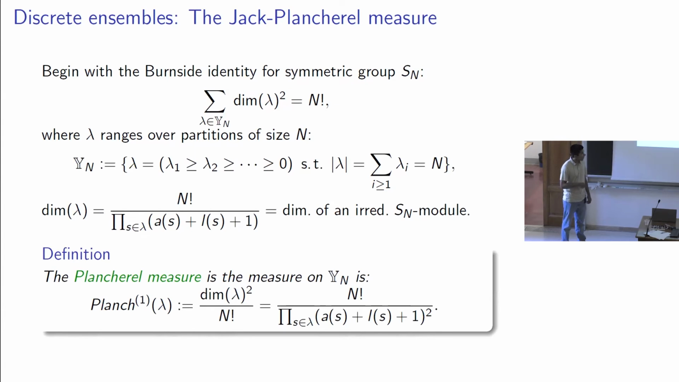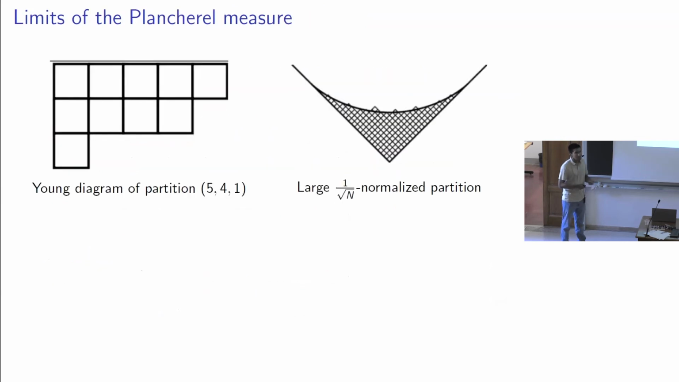Okay, so what happens here? I have some partitions. I want to see what happens as n goes to infinity. Of course, I have to first explain how to view these probability measures. So I will represent my partitions in the following way. For example, this is the partition 5, 4, 1.